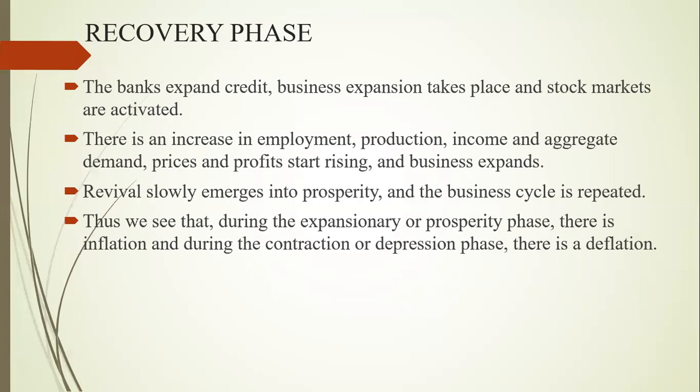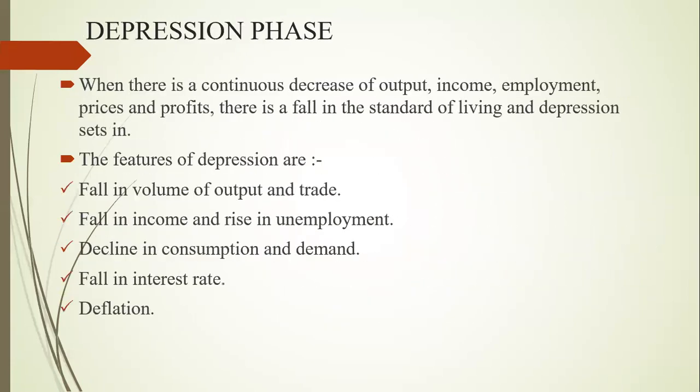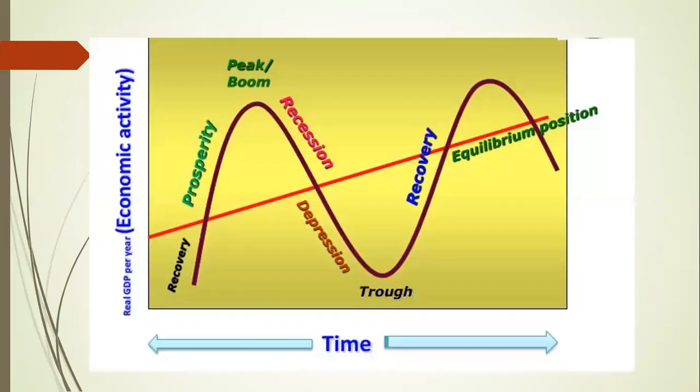Fluctuations in GDP, and how it happens, that also we have discussed. Thus we see that during the expansion and prosperity phase there is inflation, and during the contraction phase there is deflation, and government takes monetary and fiscal measures to control all these things, so that the economy should be in balanced level. That we will discuss, that is there in your syllabus, monetary and fiscal policy. We will discuss in future lectures. So that is all for today's lecture. We have discussed the business cycle, and this question is very, very important from your examination point of view. This question will come 100% in your exam, so prepare it well.